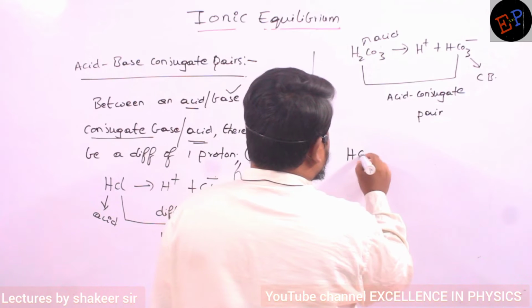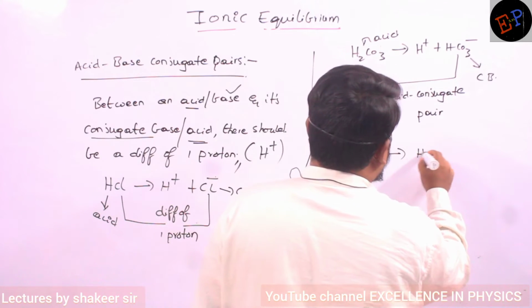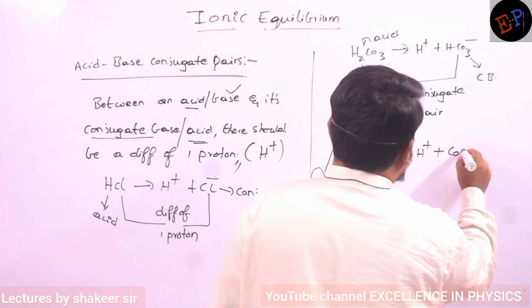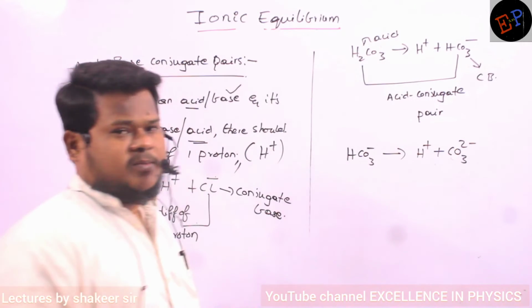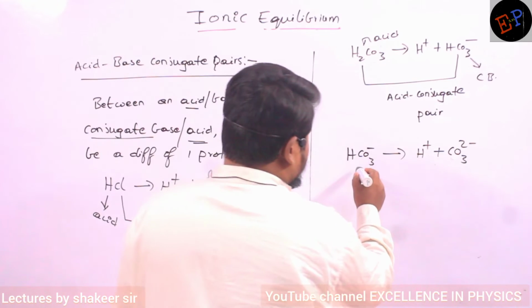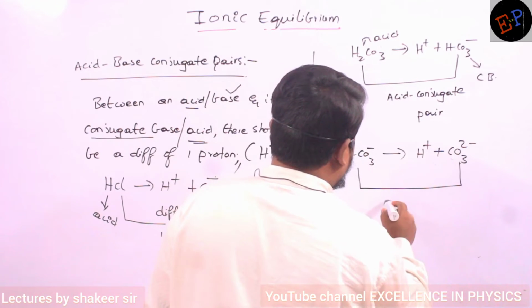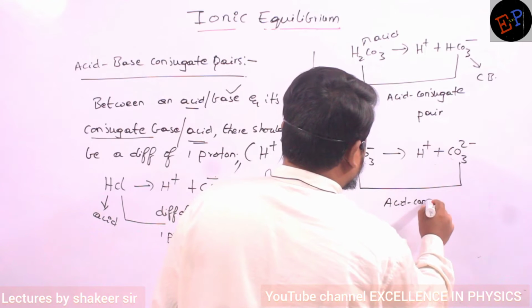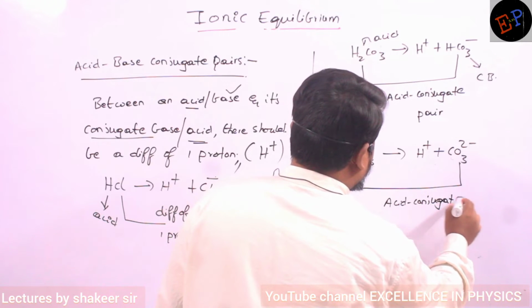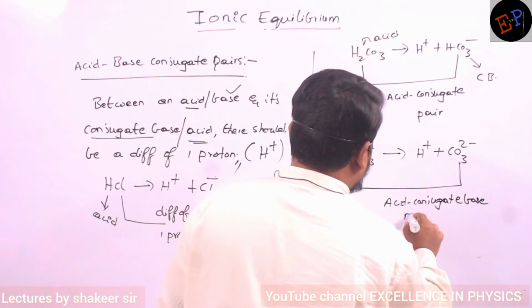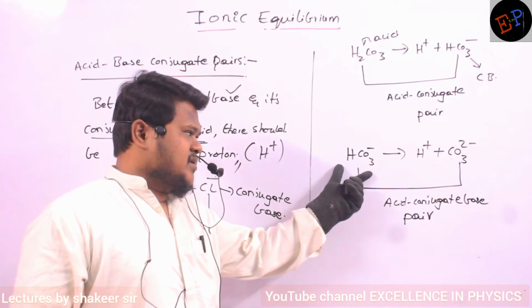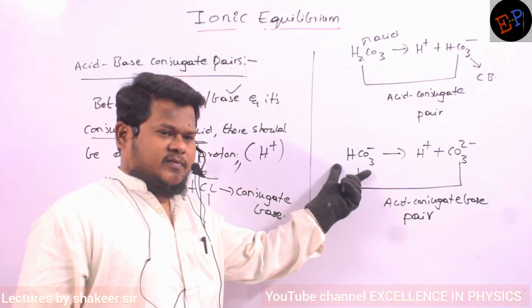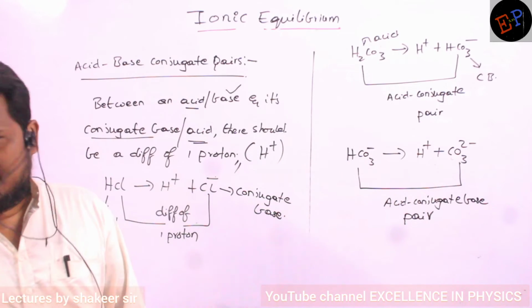Similarly, this HCO3- can again disintegrate into H+ and CO3 2-. So it can disintegrate like this also. Are you able to understand? Now this one and this one again form an acid conjugate base pair. HCO3-, now is it an acid or a base? Acid only. Why? Because it is releasing one H+, so definitely this is an acid.